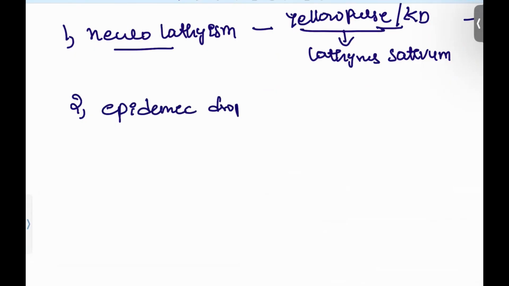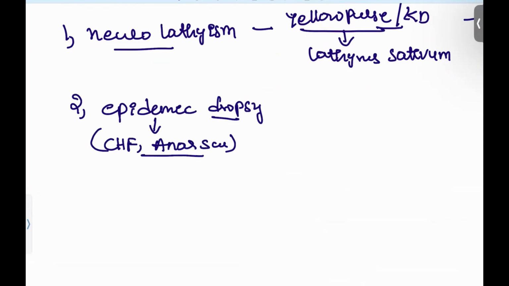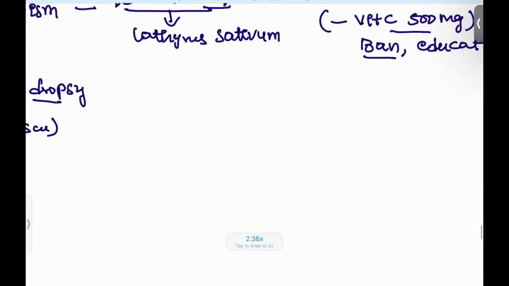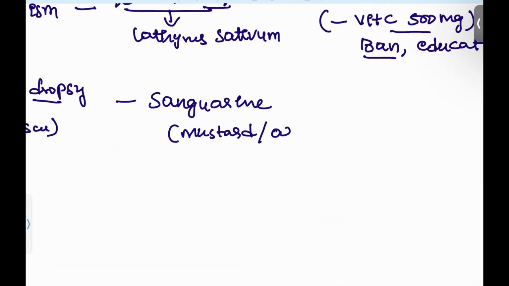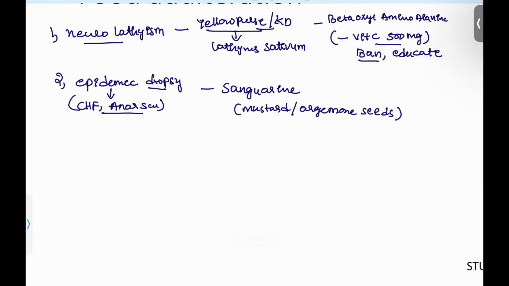Okay. Next one is the epidemic dropsy. In the name itself, dropsy, this will lead to fluid accumulation in the body. Your congestive heart failure or the anasarca. Okay, this is what is caused in the patient by epidemic dropsy. What is the chemical that is involved? Sanguinarine. Okay, sanguinarine, from the mustard oil adulterated with argemone seeds. Argemone seeds are going to cause the congestive heart failure and anasarca with the epidemic dropsy.